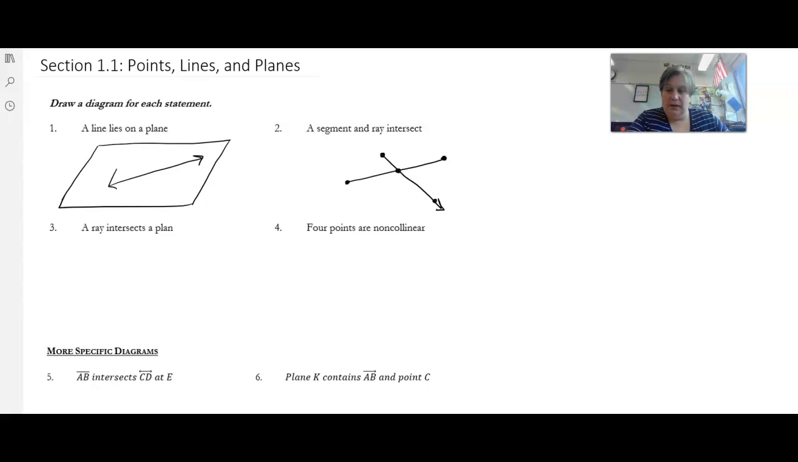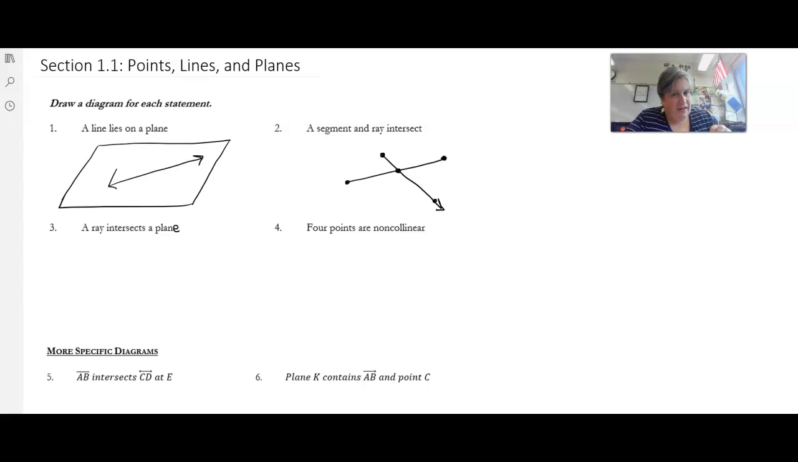Oops, a ray intersects a plane. That's supposed to say plane. Okay, so here is, I said this was a line. Now I'm changing this into a plane. Okay, here's my plane. I'm changing it into a ray. Oh, this is confusing. Okay, so here is my plane. To make this line intersect it, it has to do this. So what it does is it goes through it. So now my ray is intersecting my paper, my plane.